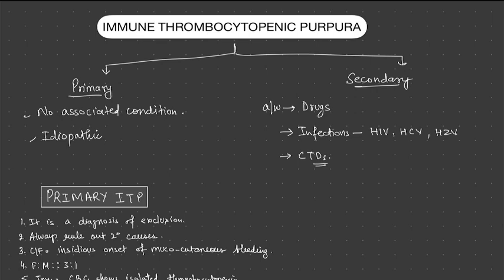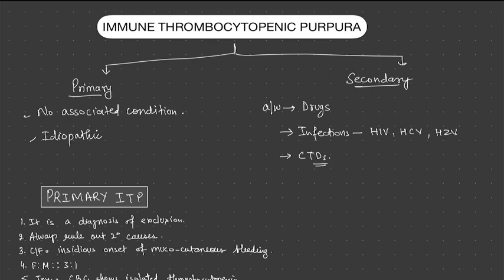So as far as classification is concerned, we have divided ITP into two categories. One is primary and the other is secondary. Primary means there is no associated condition and it is idiopathic, right? So it is always a diagnosis of exclusion. We have to exclude all other causes which can cause thrombocytopenia so that we come to a diagnosis of primary ITP.